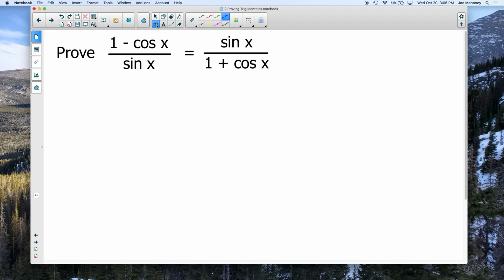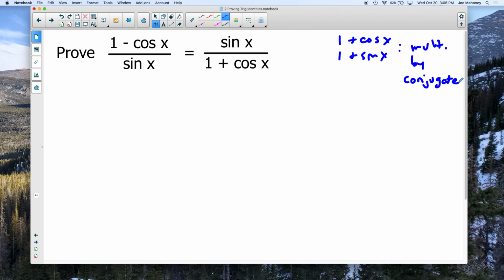But here's a little tip for you. If you see something like a 1 plus cos x or a 1 plus sine x, what you can do is multiply it by its conjugate. Do you remember from Algebra 2 what a conjugate is? All right, let me show you what a conjugate is.